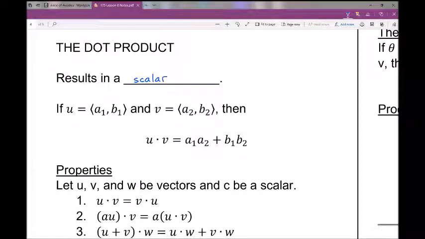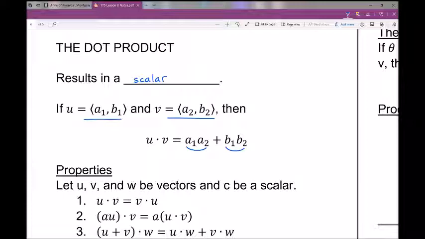So that's an important thing to keep in mind. The way we define the dot product is, if we have a vector u and a vector v, u dot v is going to be the product of the x components plus the product of the y components, and that's all there is to the dot product.